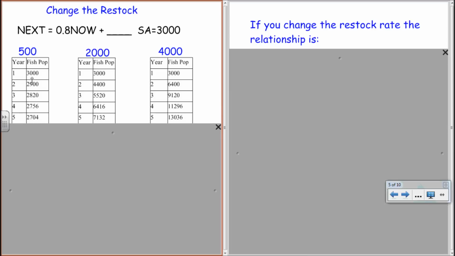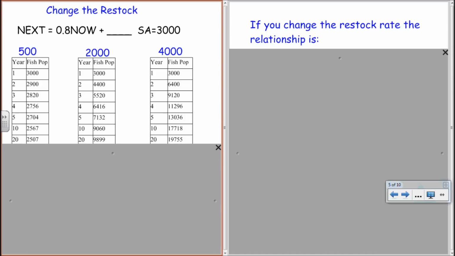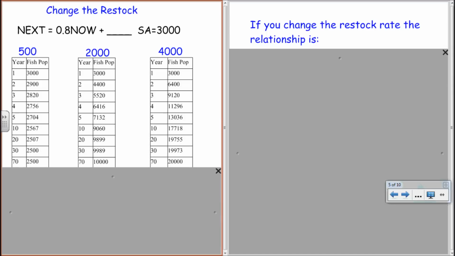So notice this one's actually decreasing. This one's still increasing. This one's still increasing pretty quickly. If I go 10, 20, and 30, these all level off. So if you look past these 30 years, eventually they'll level off. And this one's at 2,500. This one's at 10,000. And this one's at 20,000.